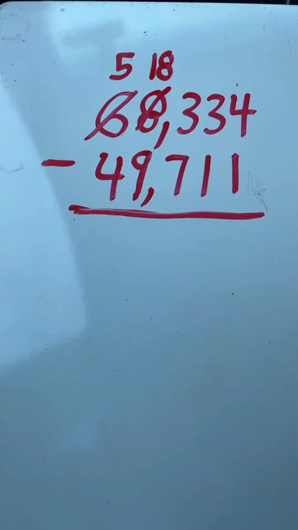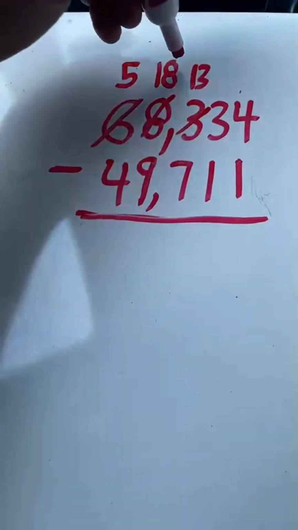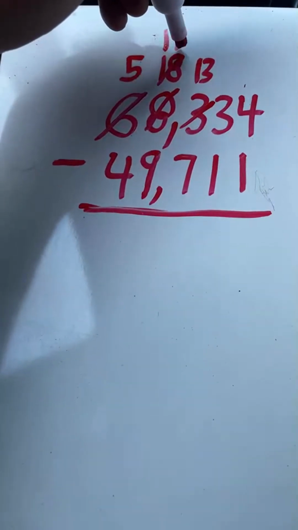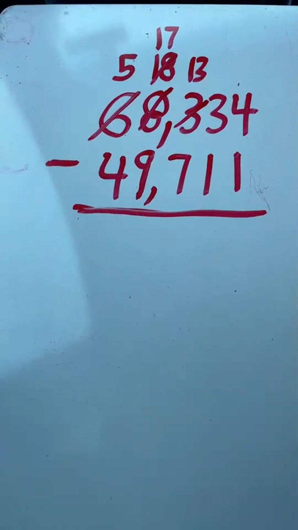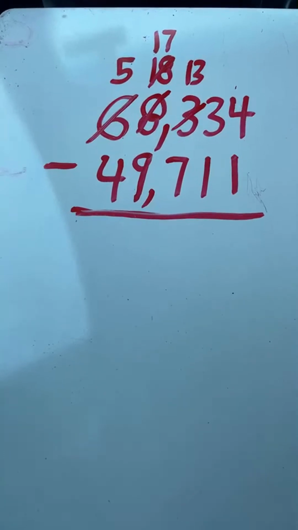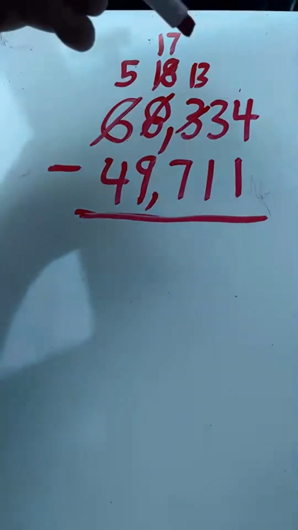Going to the hundreds place now, you can't start out with 3 and take away 7, so we have to add a 10. 3 is going to become a 13, and the 18 is going to become a 17. We add 10, we take away 1. That's how we regroup. We add 10 and then take away 1 from the column to the left.